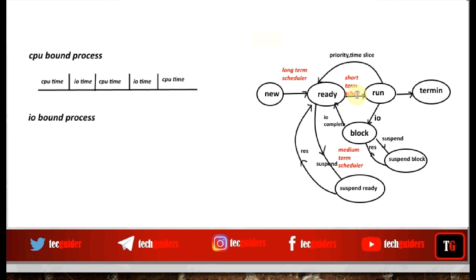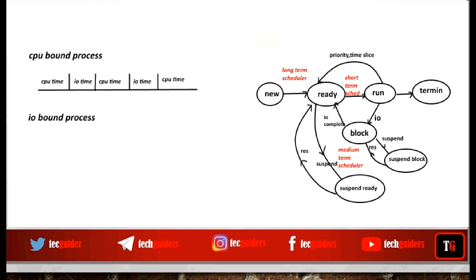In addition to all these parameters, the short-term scheduler should also consider the context switching time, because context switching time is actually an overhead. So for an optimum performance, the CPU scheduler or short-term scheduler should consider the context switching time too. Finally, the medium-term scheduler is the one who decides which process is to be swapped out and which process is to be swapped in. So this scheduler should consider the swapping time too.